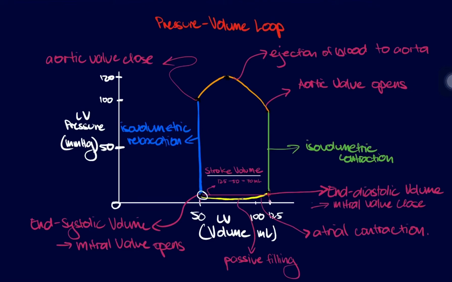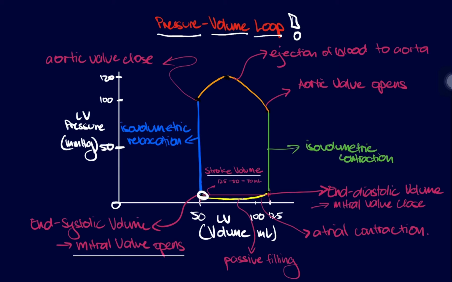Good day. In this video, we will be reviewing the pressure-volume relationship, or the loop, of blood in the left ventricle of the heart. The volume is on the x-axis in milliliters, and the pressure is on the y-axis in millimeters of mercury. The blood first comes in from the left atrium, where the mitral valve is open, filling up the left ventricle with a closed aortic valve.